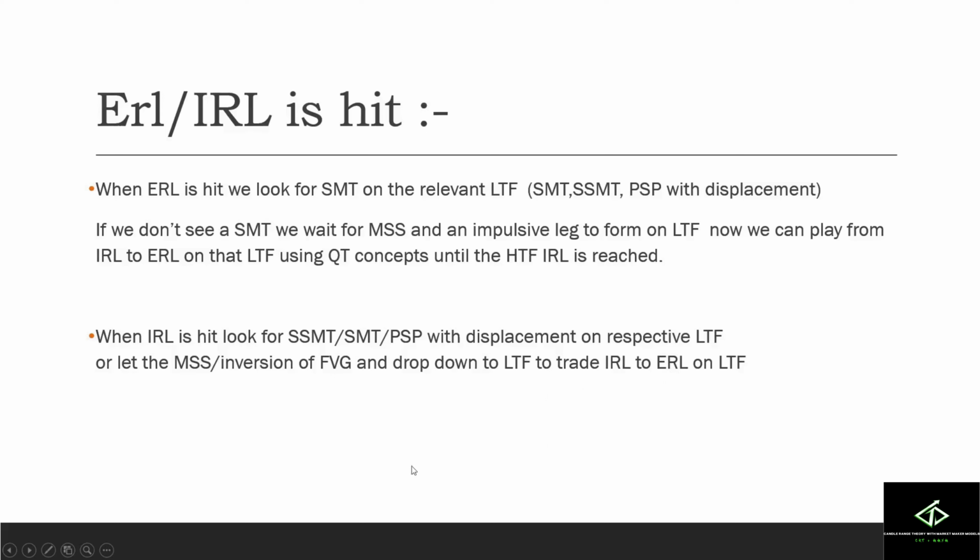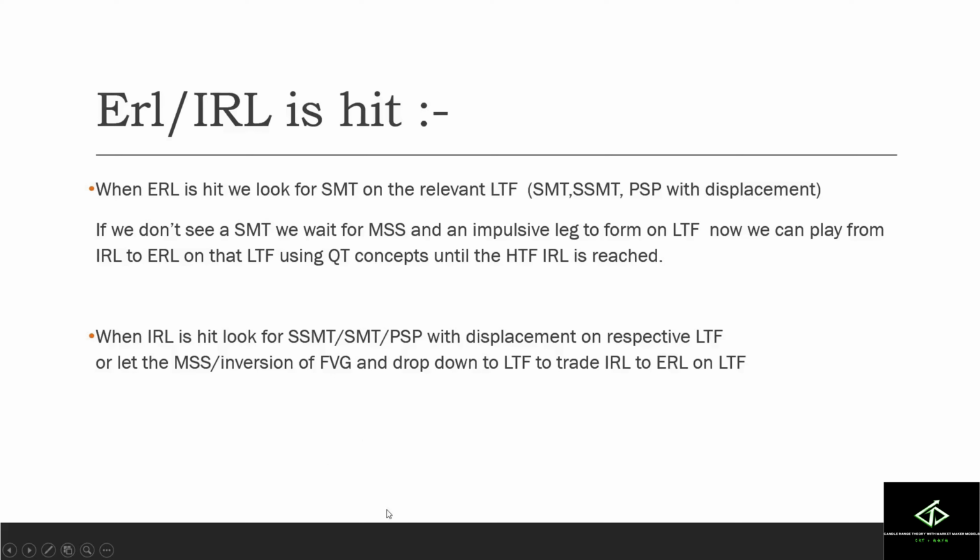What does that mean? Suppose we have a 4-hour which was coming to a 4-hour fair value gap, right? We will drop down to 15 minutes and look there. Either 15 minutes creates an SMT, that is the first case. Once we have a 15-minute SSMT or SMT, we look for the impulsive leg, and we trade from the fair value gap directly, right?